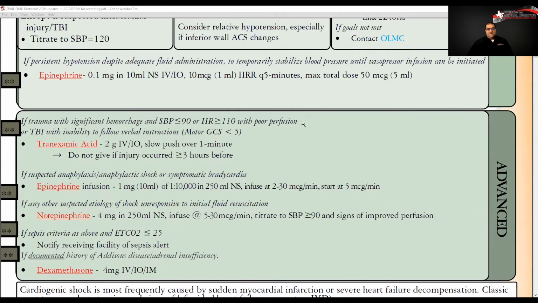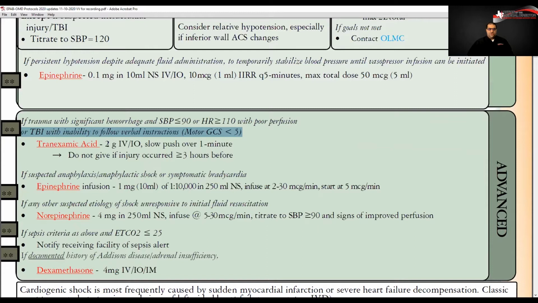We've added a new indication for TXA. As you see here, anybody who has a traumatic brain injury with inability to follow verbal commands, so simply a motor GCS score of less than 5. Basically, you ask them to do something, they're unable to follow suit. Anything less than that is going to be eligible to receive TXA.